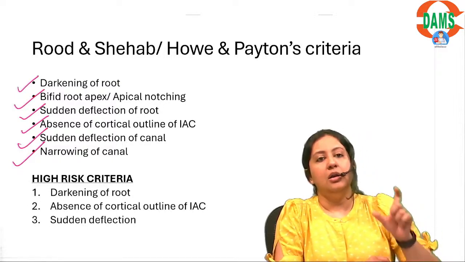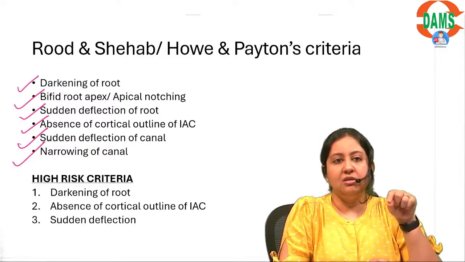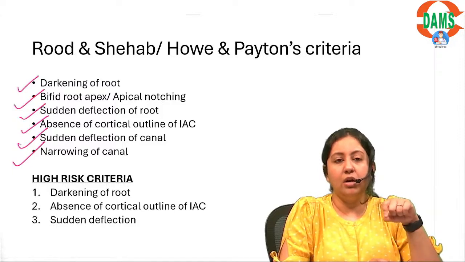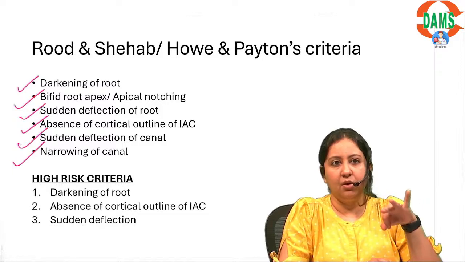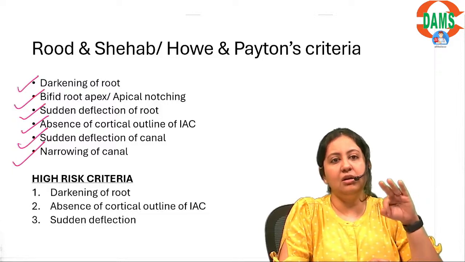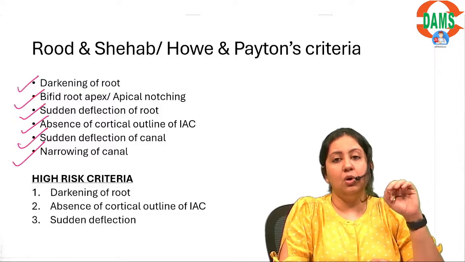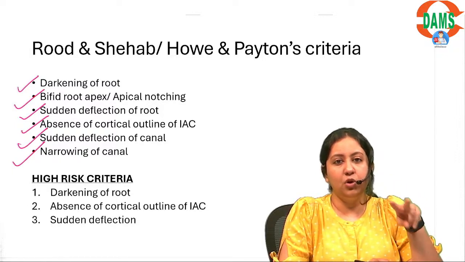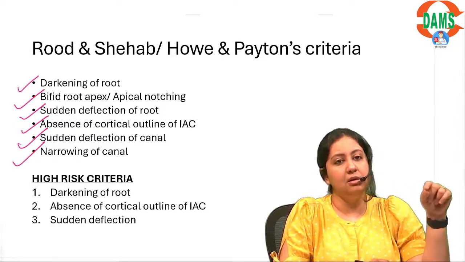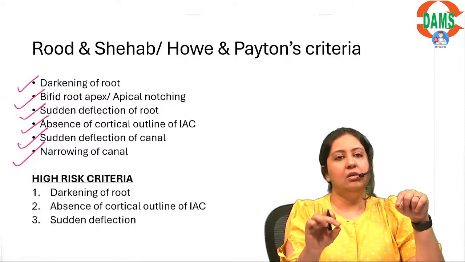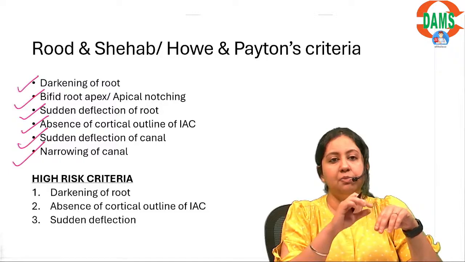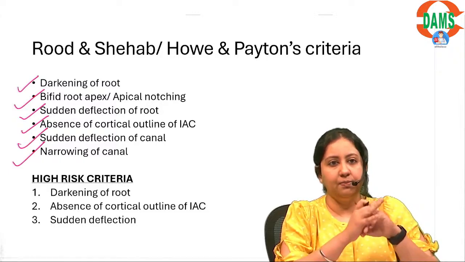Fine. Now, amongst these criteria, there are certain high risk criteria. What are those? Darkening of root, absence of cortical outline of inferior alveolar canal, and sudden deflection of canal. Alright, so these are high risk criteria. So amongst these high risk criteria, if two are present, that means the nerve is perforating the root. That means the nerve is passing through the tooth substance. Alright.